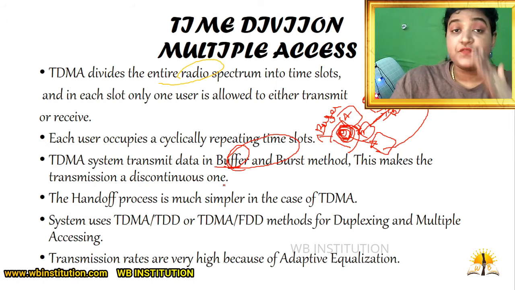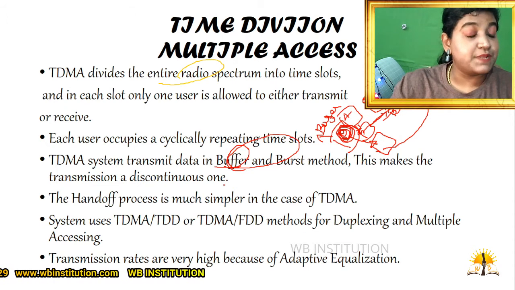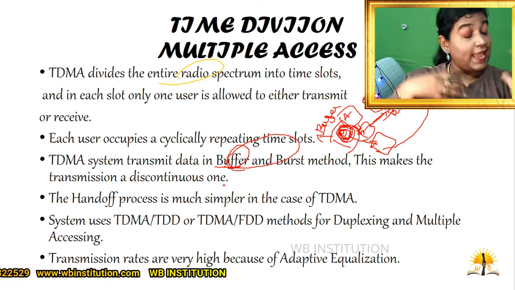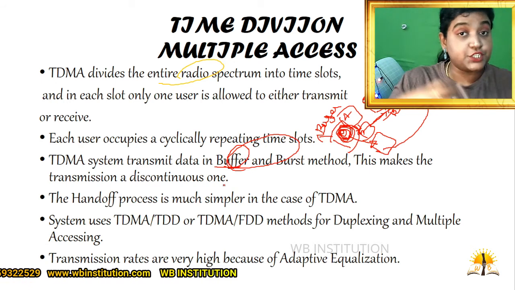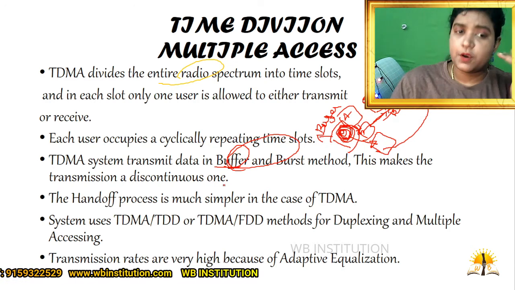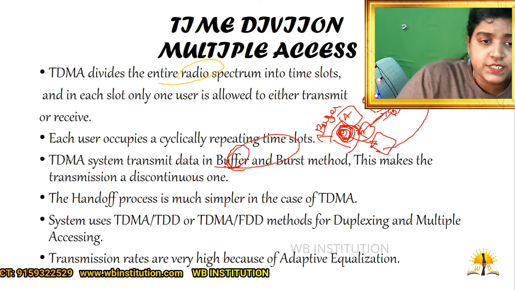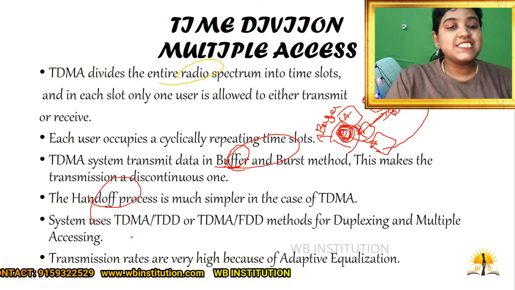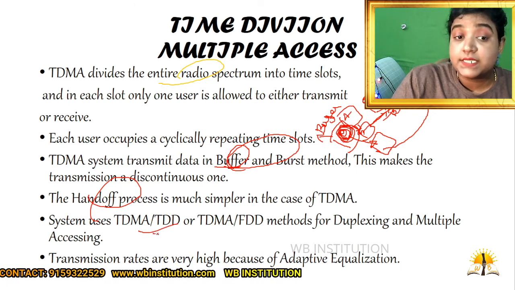In the case of TDMA, time division multiple access, it holds very good time slots. It can be easily switched from one base station to another because of these time slots. Because of that, the handoff process is much simpler. Clear?